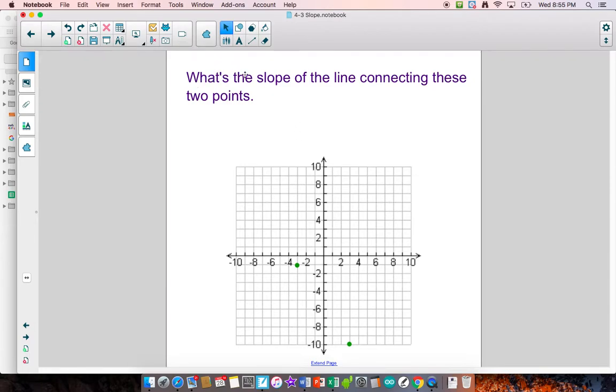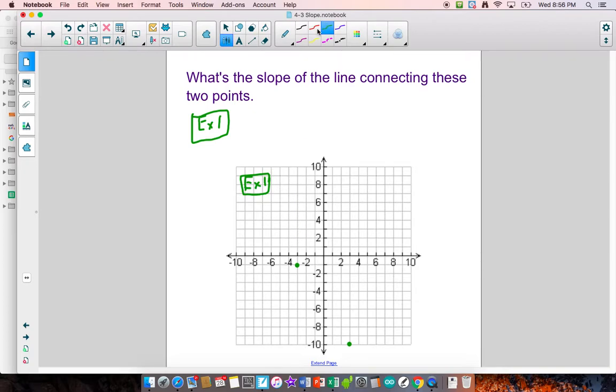The first example you're going to do is plot these 2 points and find the slope. You're going to do that on your graph. Starting with one of those graphs, in your notebook, over on the side somewhere, write example 1, and then over on your graph, write example 1, so you know that these go together. Super. What is the slope of the line connecting these 2 points? So you could just write find the slope.